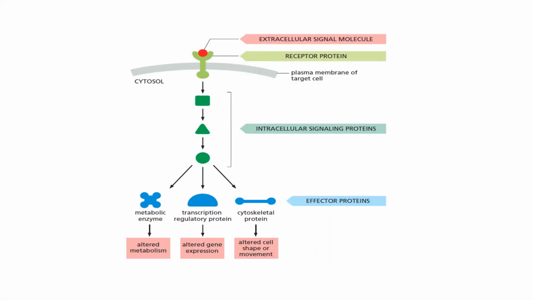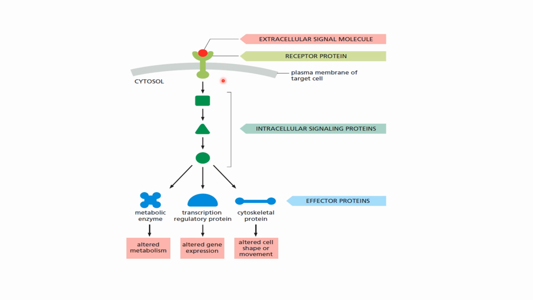So in this video, we are going to talk about cell signaling, how a cell basically interacts with other cells. Communication between cells is mediated by extracellular signaling molecules. This extracellular signaling molecule binds to a receptor, which is embedded within the plasma membrane of the target cell.